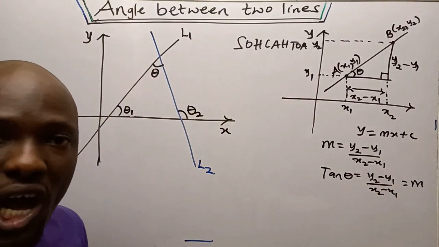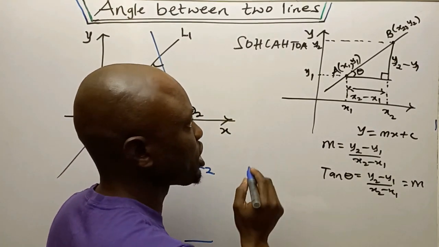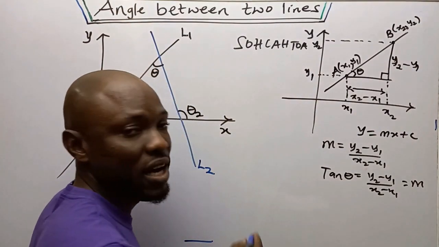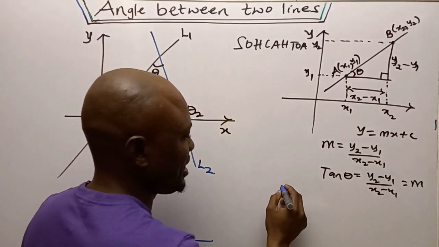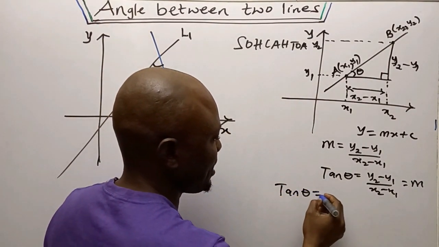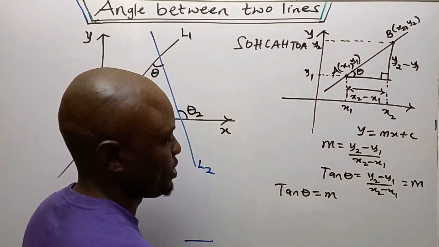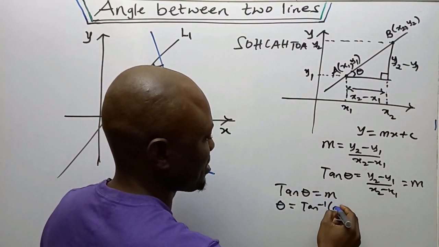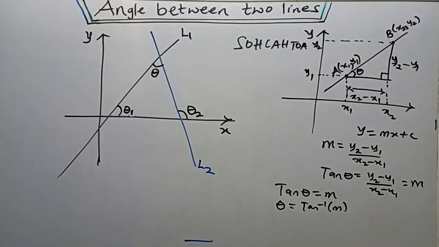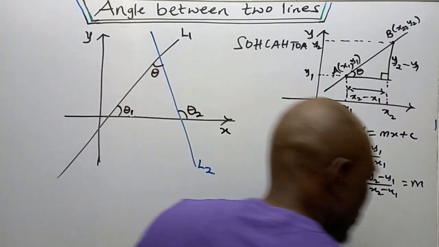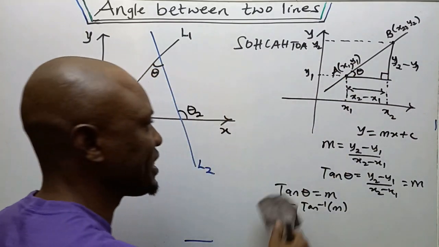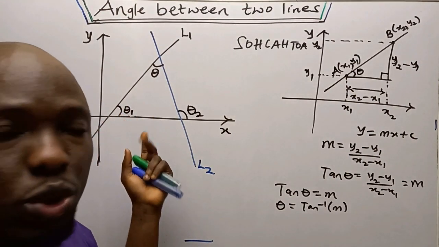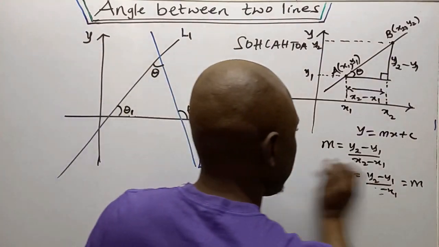So for a single line, the angle of the slope is actually tan theta equals m. So to get theta, it will be the tan inverse of m. All right. Now, the reason why I did this is so that you have a clearer picture of what I'm going to do with this.